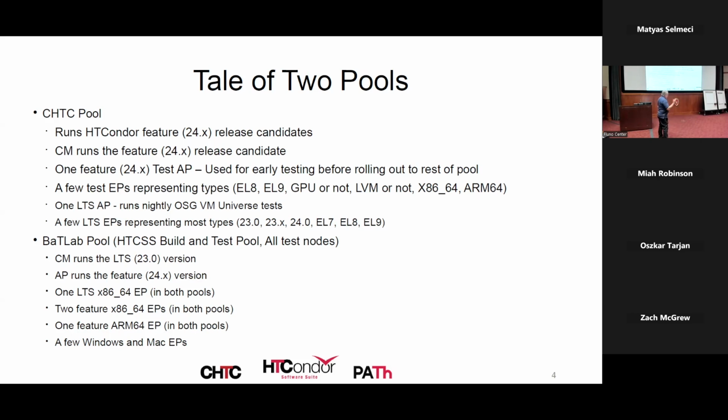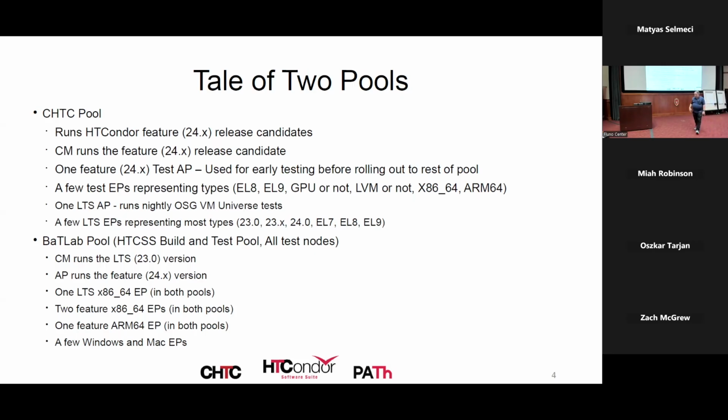And so on our first day of upgrade, I'm working with those tests to make sure that everything is working fine. We also sprinkle into this pool a few LTS nodes. So we have an LTS AP, and this is running our nightly tests for our OSG software stack. So that's something that gets used every night. And so if there's a problem with interoperation between 23 and 24, we'll find out about it right away. And then we have a few LTS EPs, and there we're trying to get like one of each to make sure.